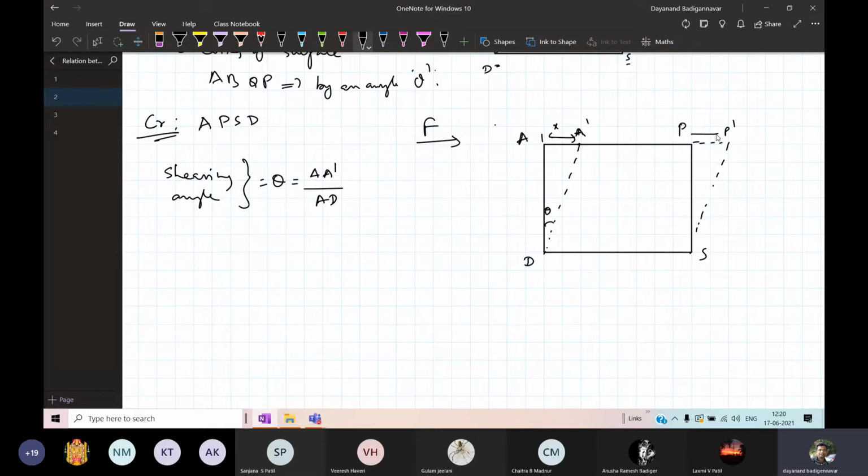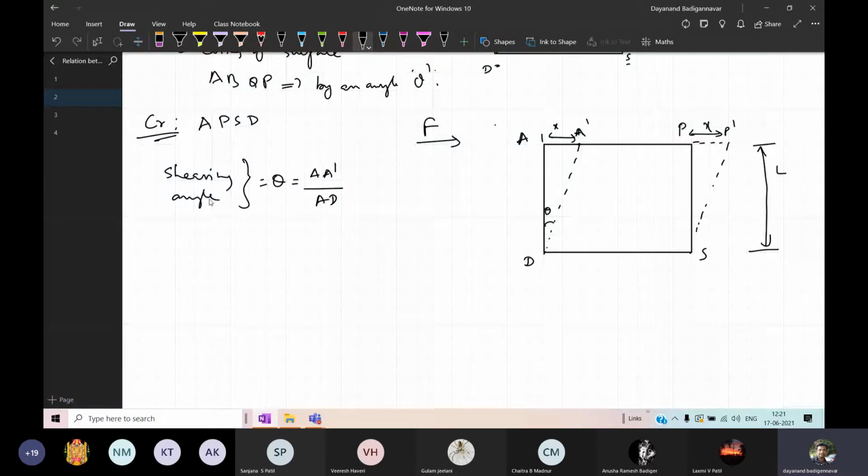Therefore this is nothing but X. So this is nothing but L. Therefore, I can call the shearing angle theta as equal to A dash divided by AD, or I can call it as P dash divided by PS. This is the shearing angle.